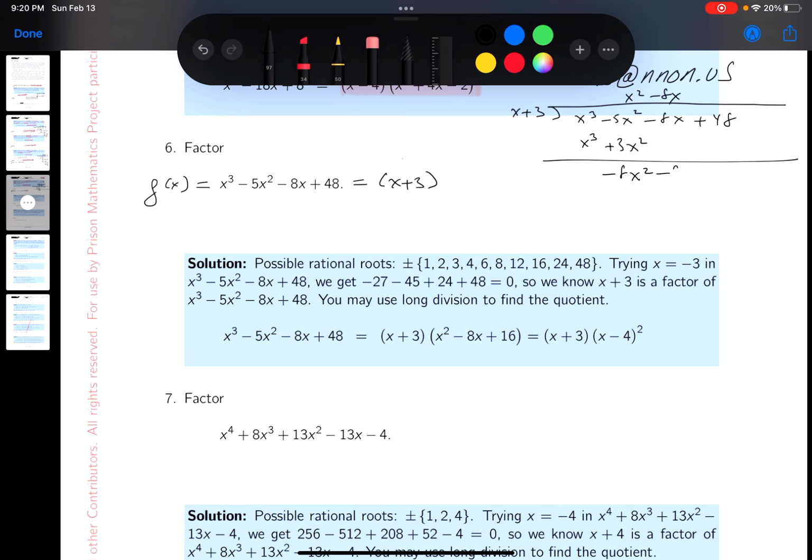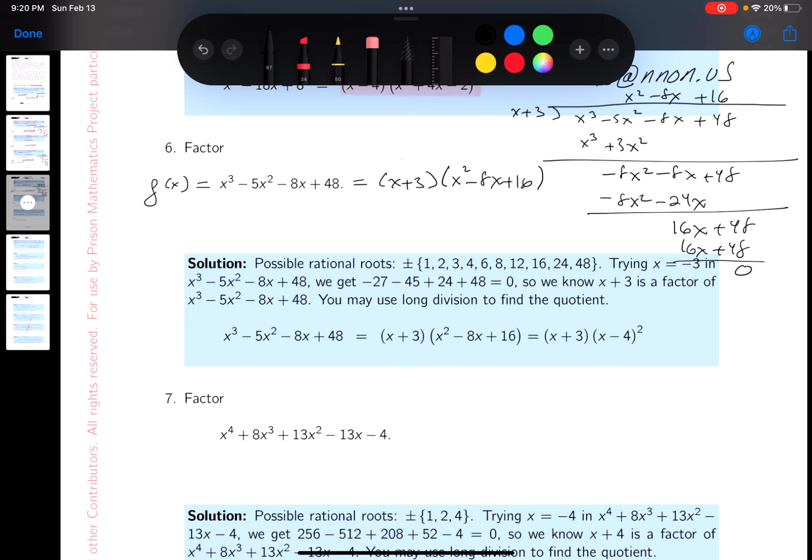Oh, I forgot to drop my places down. What does that give you? Minus 8x squared. Let's see, minus 24x. We got to subtract, right? That's going to give me 16x plus 48. And then I got to do it again, right? So it's going to be plus 16. What do you get? 16x plus 48. 0. So I know the other factor now. What is it? x squared minus 8x plus 16.